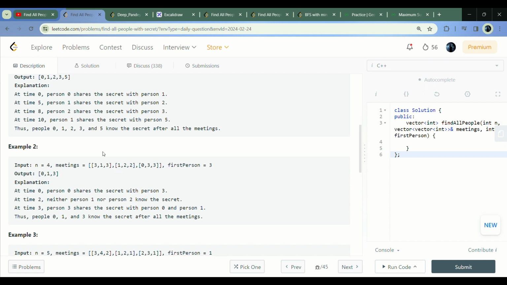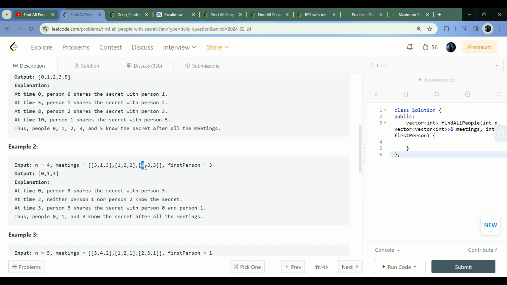Okay, but again after that 3 is having a meeting with 1 and 3 knows the secret, so he will share with 1. But now 1 is not having a meeting with person number 2. He has already done the meeting, and at that point of time he was not knowing about the secret. So how can he share it at that point? So he can't share the secret.